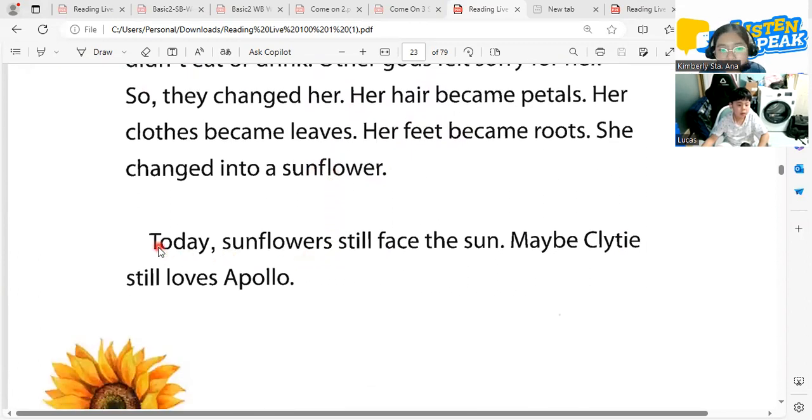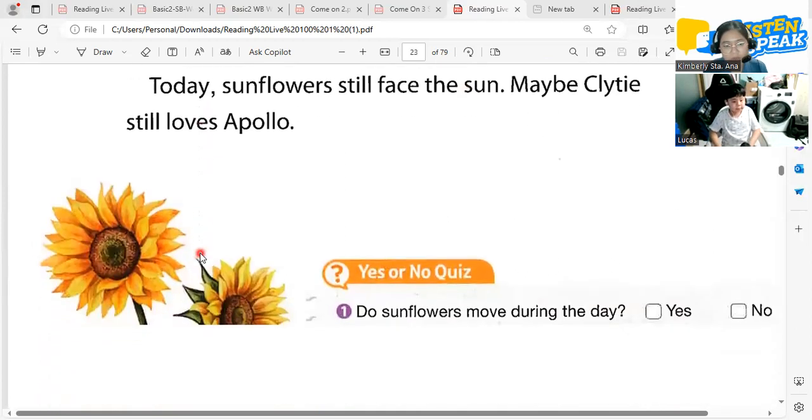So let's read this today. This sunflower still faces the sun. Maybe Clytie still loves Apollo. Nice one. That's very nice. Good job. Good job, Lucas.